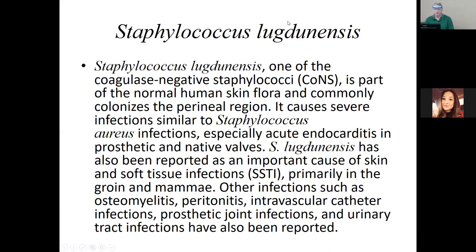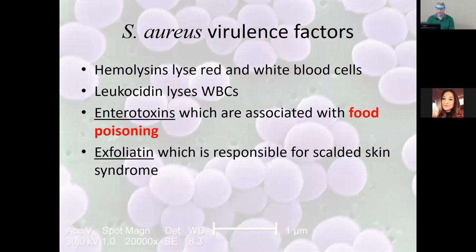It's kind of one of those, and the story continues with Lugdunensis. All right, back to some virulence factors as we work our way down. So we're on the back page, right? Virulence factors. Hemolysins for staph aureus, that's how they lyse red and white blood cells. So it does both, right? This hemolysin. It also has leukocidin, which lyses white blood cells.